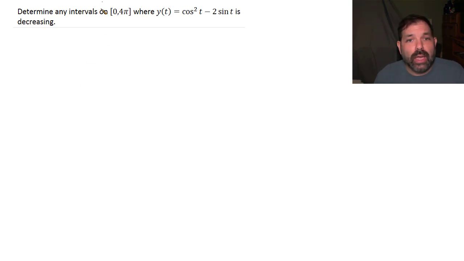All right, so again, we want to find where y of t is decreasing. Similar to the previous exercise, I'm going to calculate a derivative, find where it's equal to 0, and then I'll compare each interval. So y of t is cosine squared t minus 2 sine t. That's the same as writing cosine of t squared minus 2 sine t.